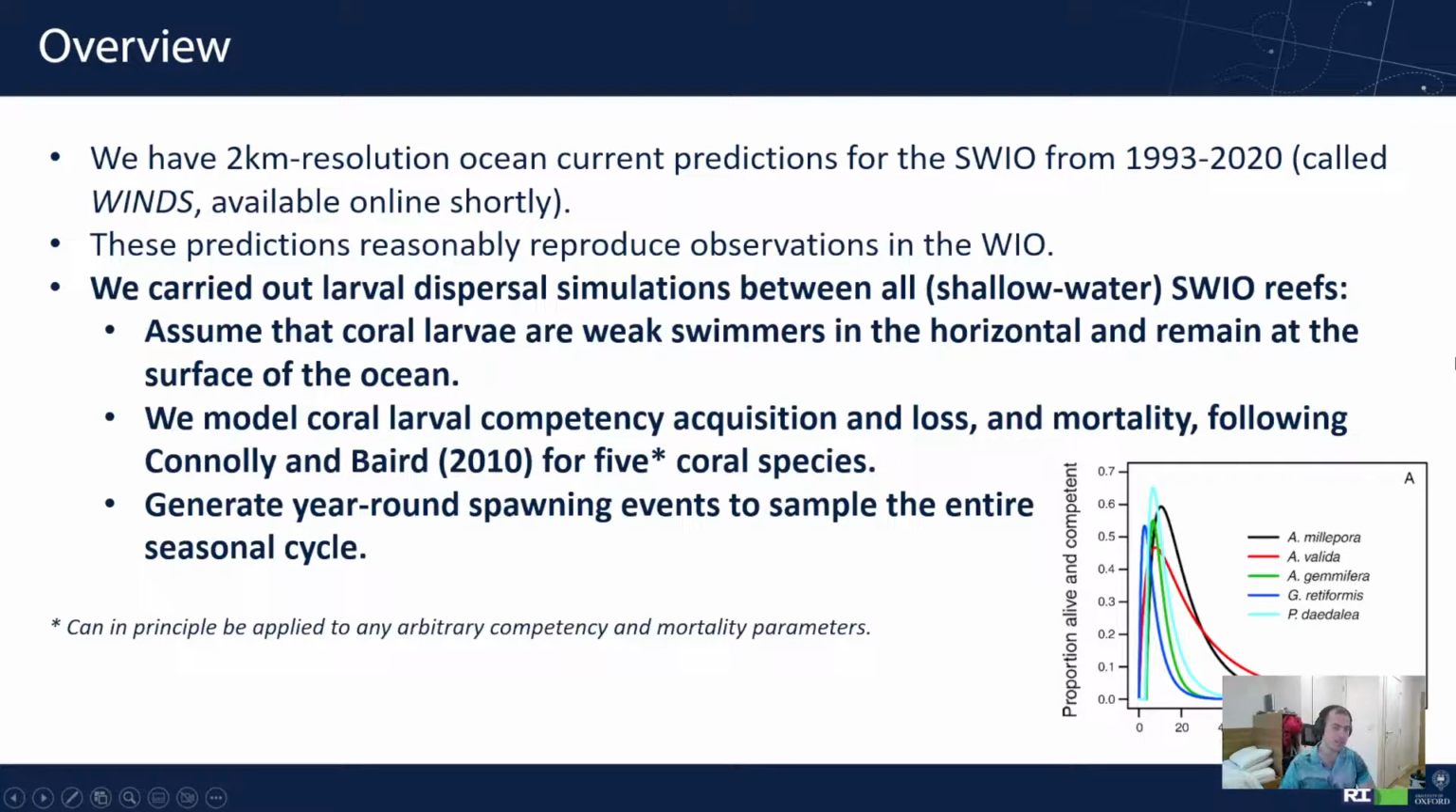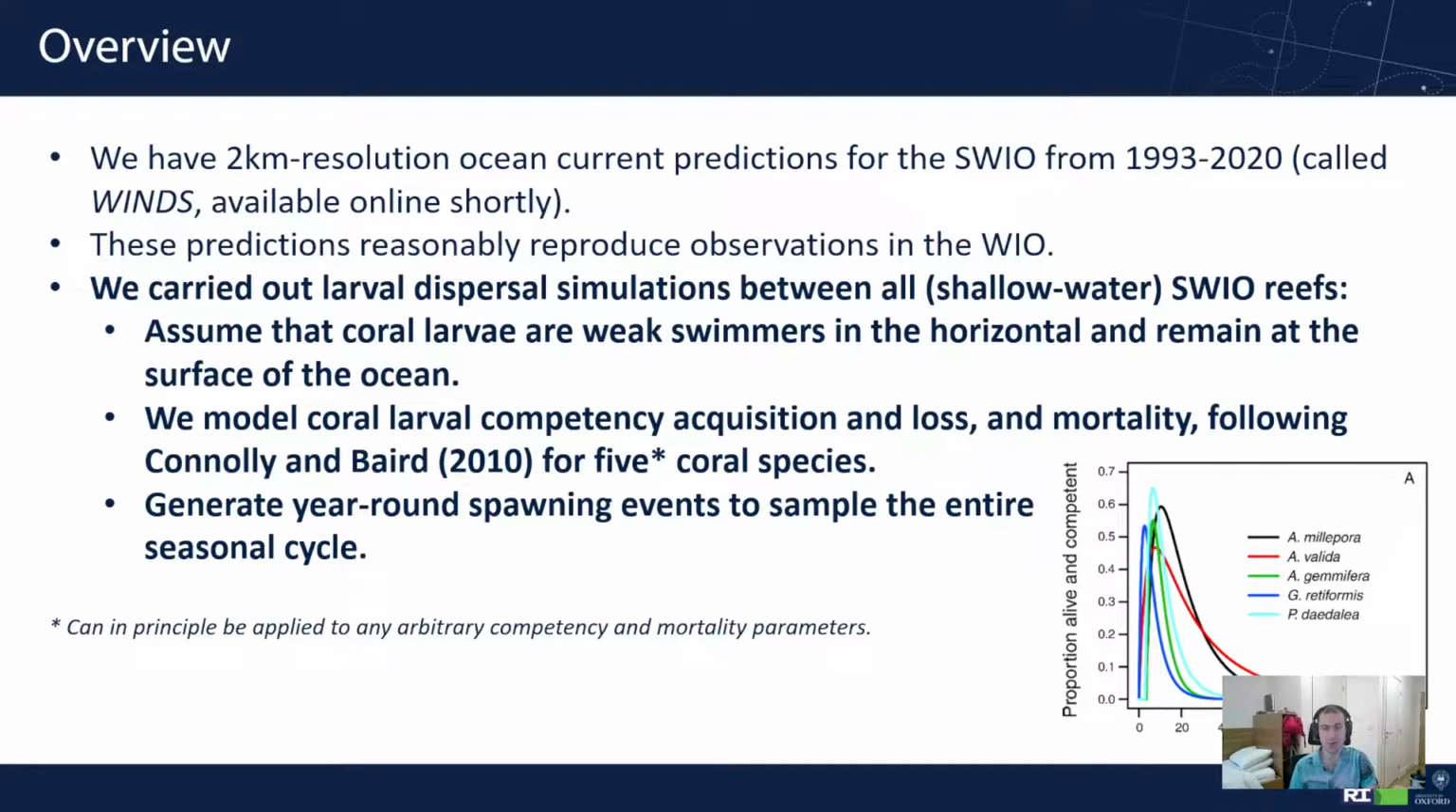So once we predicted the ocean currents, we then had to predict what the coral larvae were doing. So we carry out these virtual spawning events for all shallow water reefs in the southwestern Indian Ocean. We assume that our larvae are weak swimmers in the horizontal, which is a good approximation for coral larvae and potentially other larvae, but not all larvae. So for example, coral reef fish are often very strong swimmers. So for those, this wouldn't work, but for coral larvae, it works pretty well.